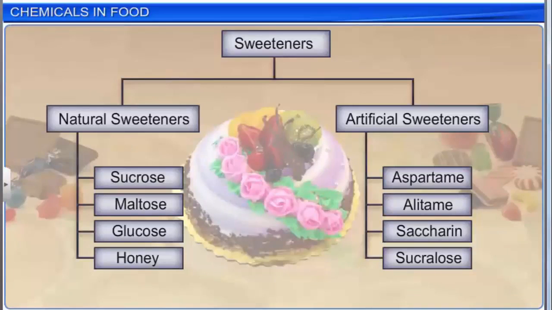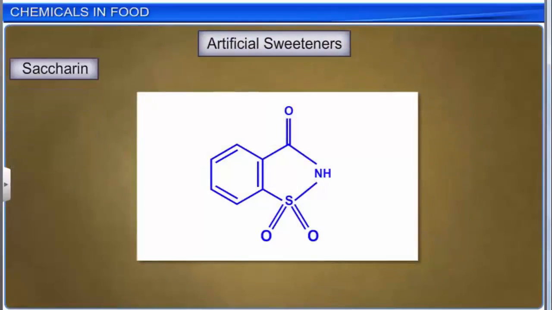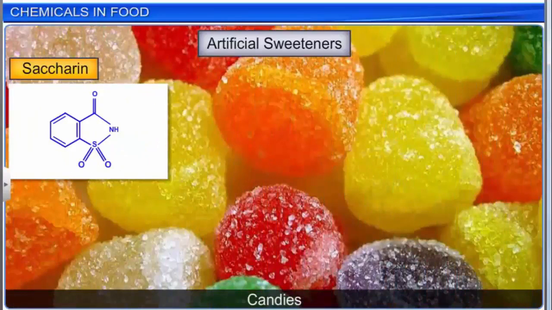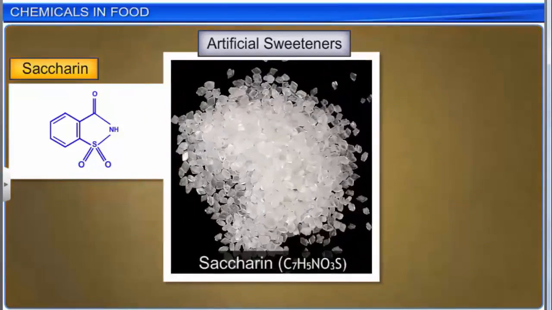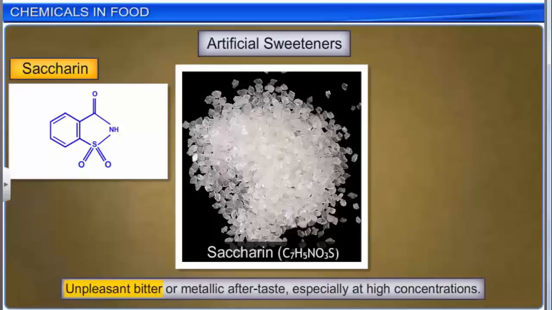Let us take a look at some common artificial sweeteners. Saccharin is one of the most popular sweetening agents, which is used to sweeten products such as drinks, candies, medicines, and toothpaste. It is about 550 times sweeter than cane sugar, that is, sucrose, but has an unpleasant bitter or metallic aftertaste, especially at high concentrations.